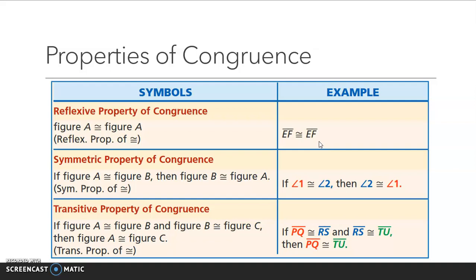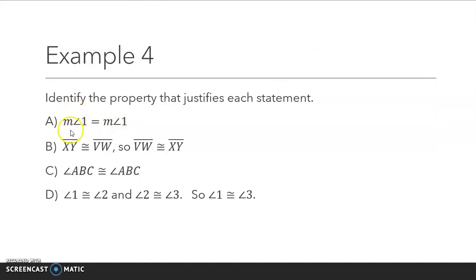that. So the last example we're going to do is one where we have to figure out which property they used in each example. So let's take a look. So in part A, they said angle 1 equals angle 1 in their measurements. The measure of angle 1 equals the measure of angle 1.